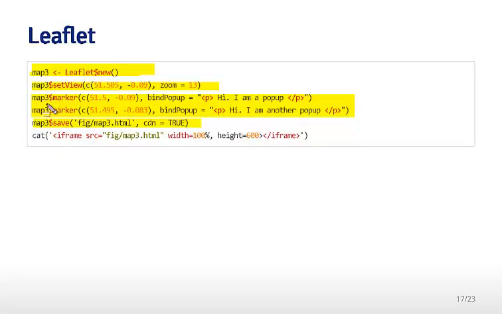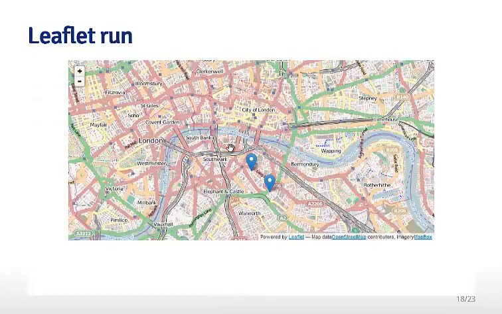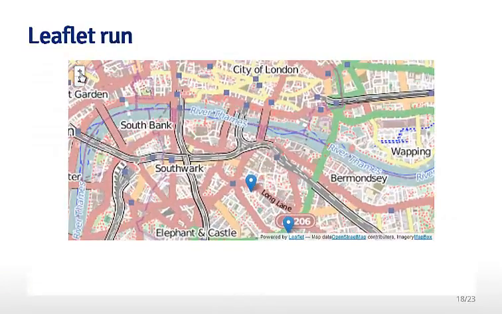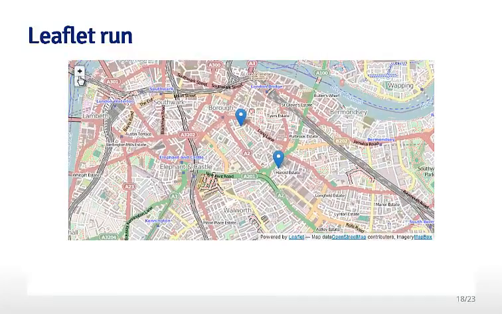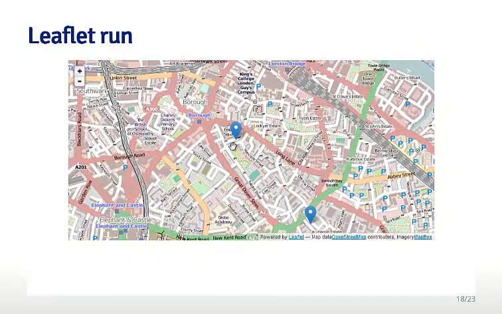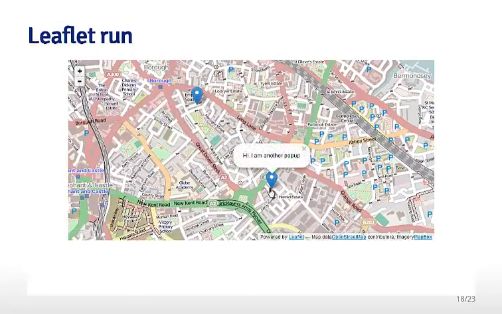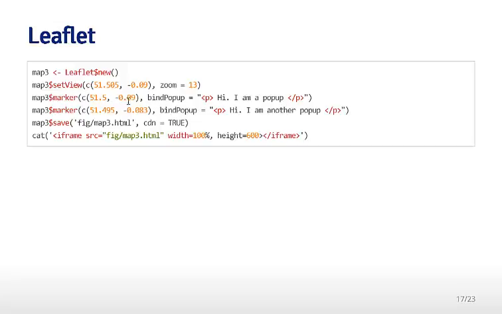Now map 3 is an rChart, so it has all the same fields that any other rChart does. So here I'm using save, and then this cat is just to bring it into Slidify. And then you see here in my presentation is my map. You can zoom, and if you hover over, you see I'm a pop-up, I'm another pop-up. So you see how you can set the pop-ups at specific longitude and latitude locations.